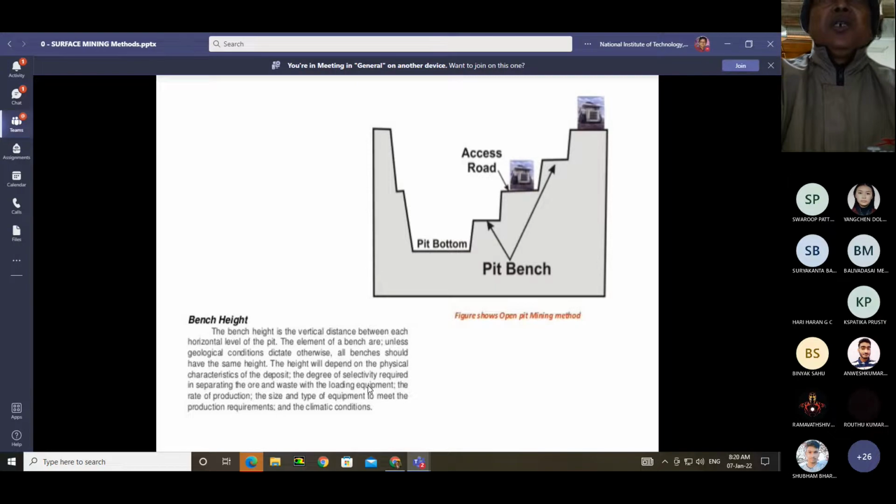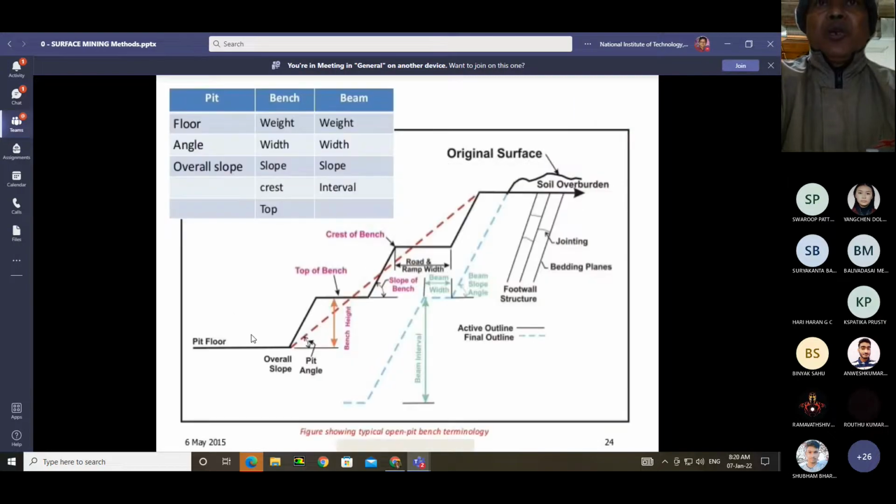So this is the diagram showing typical open pit bench terminology which is used in open cast mines. This is the pit floor. This is the floor of the pit, and this is the bench, and these are the benches. This is the bench, and this is the soil or overburden, the original surface having soil and overburden.